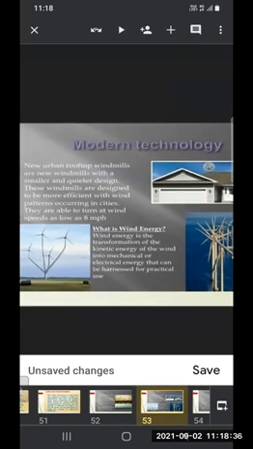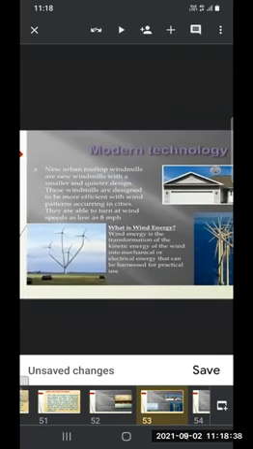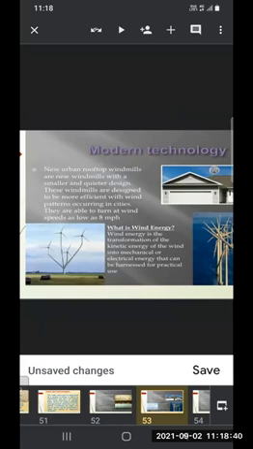Now, with modern technology, new urban rooftop windmills have a smaller and quieter design. These windmills are designed to be more efficient with the wind patterns occurring in cities. They are able to turn at low wind speeds.